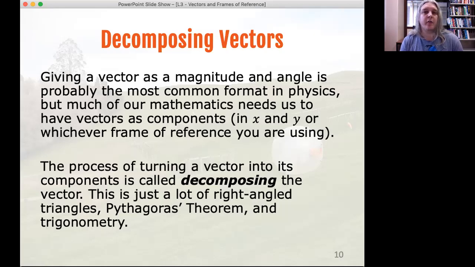You might be using a north and a south and an east and a west, or you might be using the X and Y or any other coordinate system. So that's all decomposing means, and to do that we need to understand Pythagoras' theorem and trigonometry, which is why those were both in the pre-maths quiz. So do go back, make sure you're happy with those. If you are struggling, then look them up, refresh yourself on those.